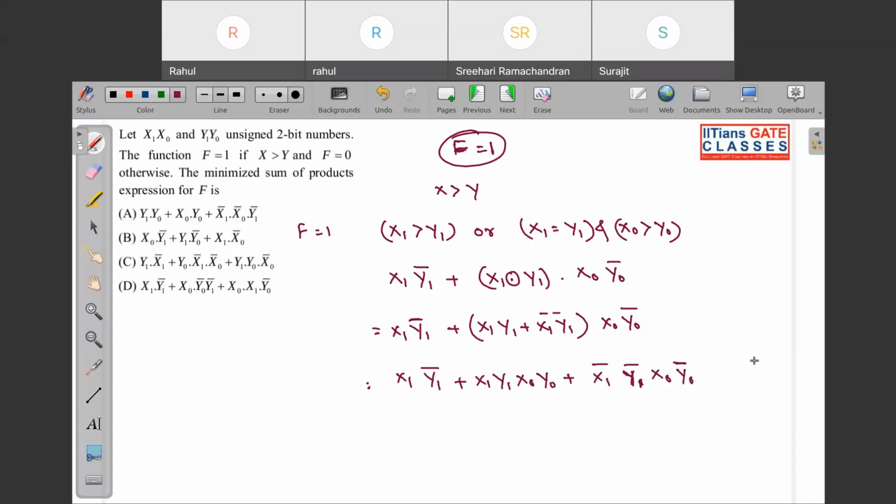Sir, y0 bar is missing. Where? The second time. Yes. So why not bar is missing?